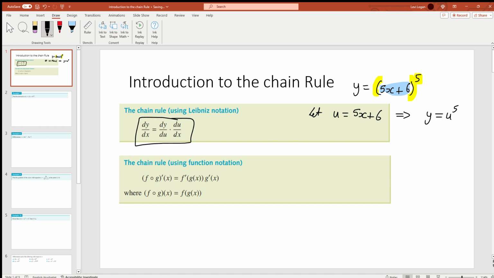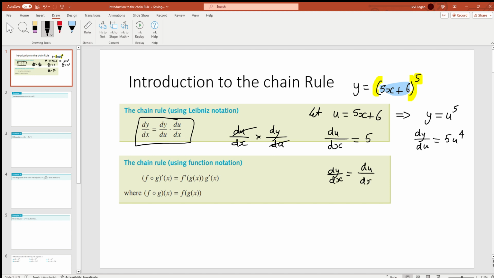What this pretty much means is, if I find du/dx and I times that by dy/du, we can see those du's cancel and we get dy/dx as seen here. So if I differentiate this, I'll have du/dx, which is just 5. And here I'll have dy/du, which will be 5u to the power of 4. So therefore dy/dx is du/dx times dy/du.